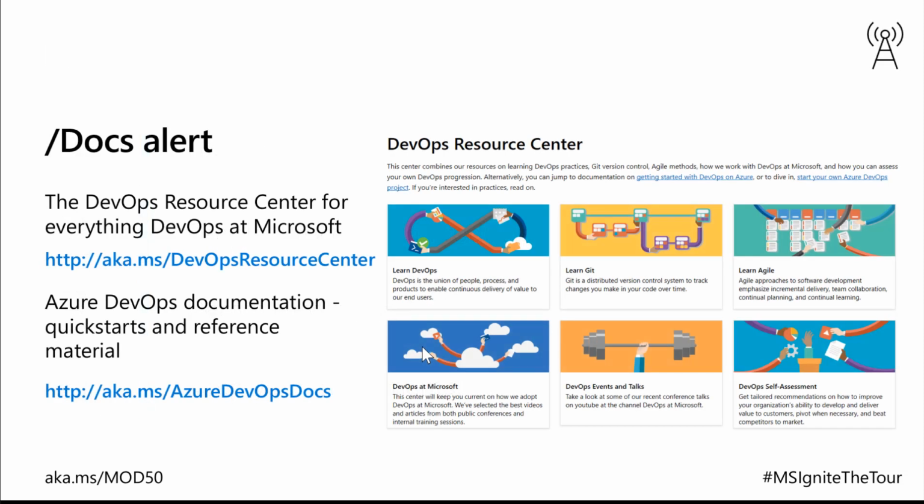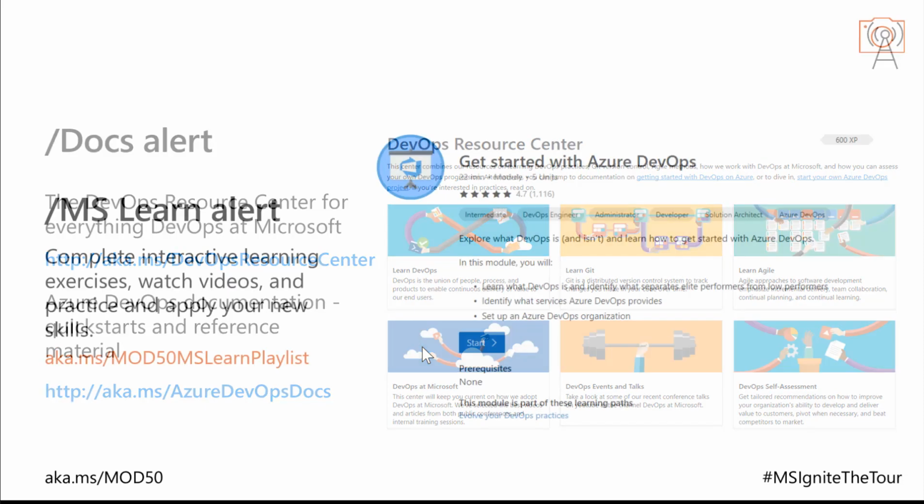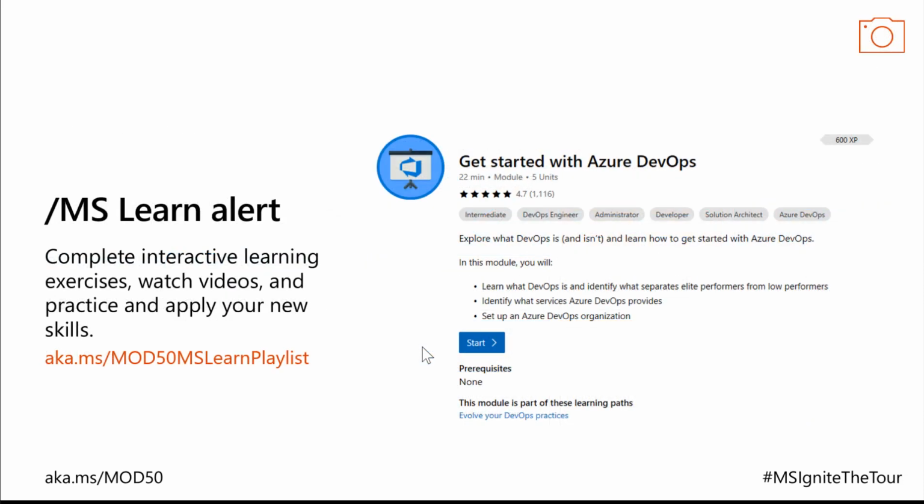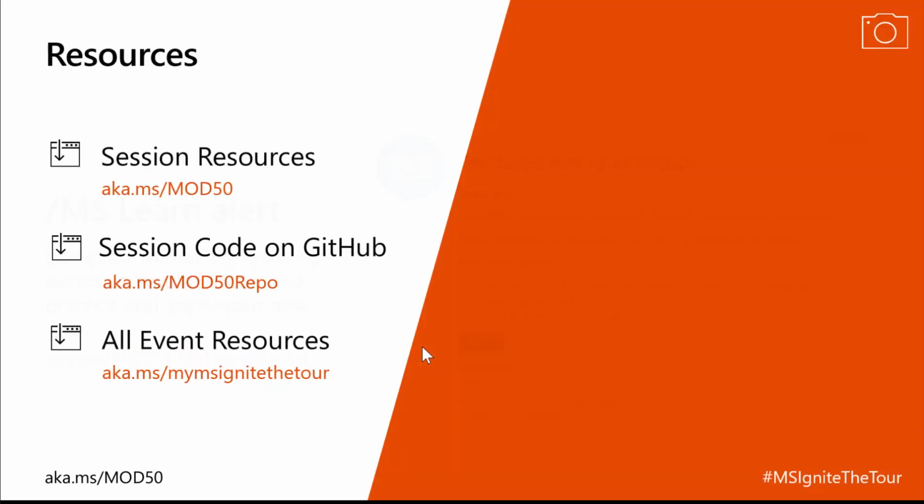All right, and some information that you'll find useful here. Docs Alert, the aka.ms DevOps Resource Center, and the DevOps Docs are actually really good resources for you to get started with Azure DevOps and integrating it with whatever tools you might be using now. All right. Also, we have MS Learn. For those of you who aren't familiar with MS Learn, it's basically a tutorial site with multiple different modules that you follow through. And eventually they do tie into certifications as well.